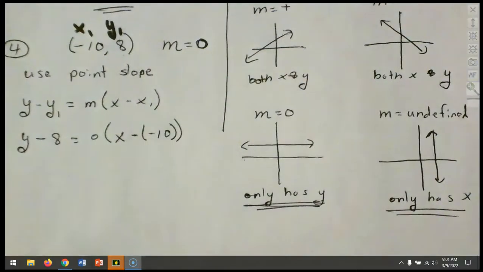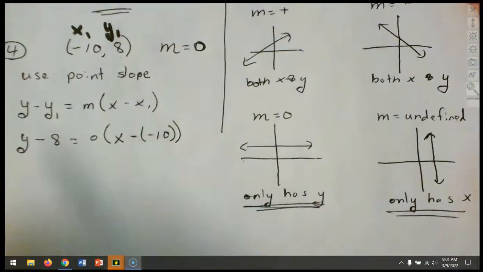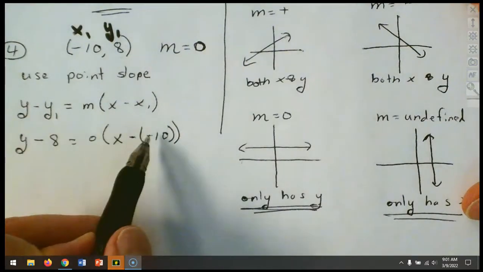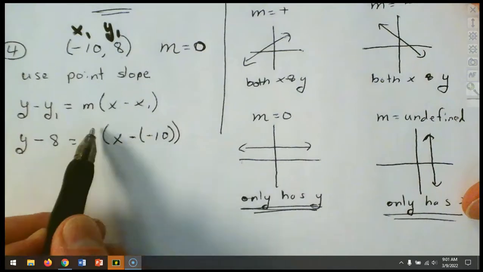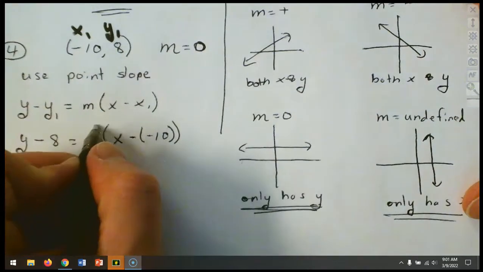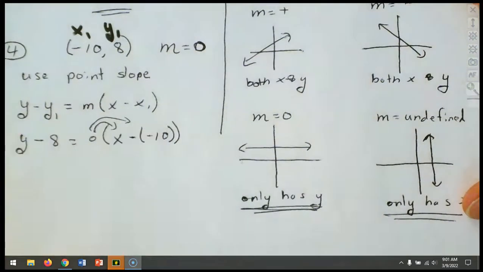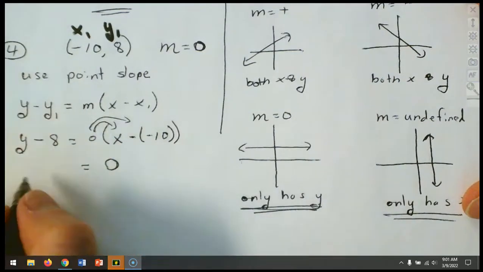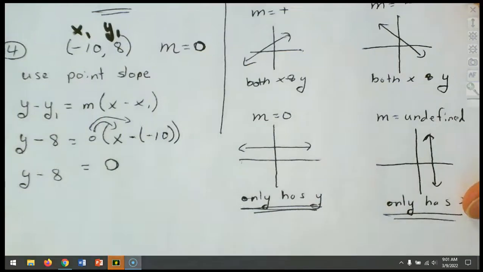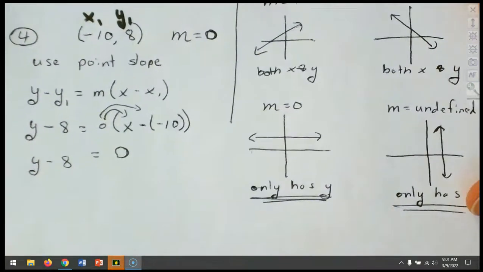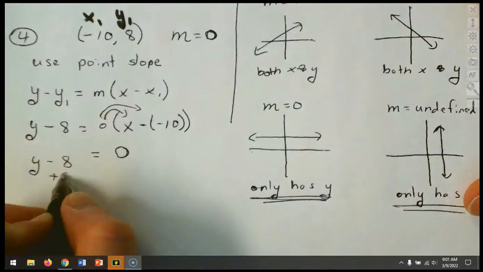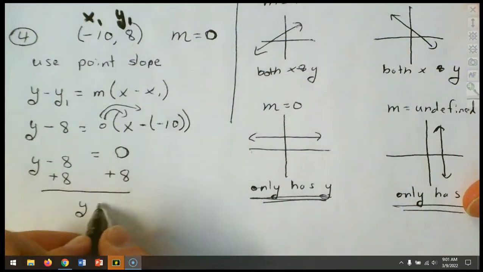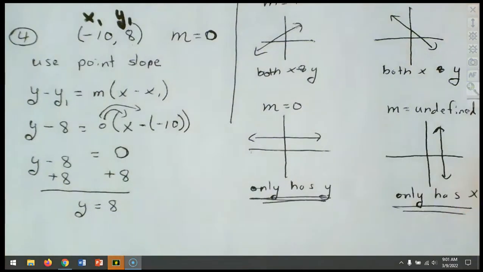What's going to happen to everything on the right-hand side? Everything on the right-hand side is going to cancel out. Why? Because 0 times anything is still what? 0 times any number or any variable is what? 0. So see, the right-hand side comes out to be 0. And now we can finish it, because when we add that 8 over, what do we get? We get now y equals 8.